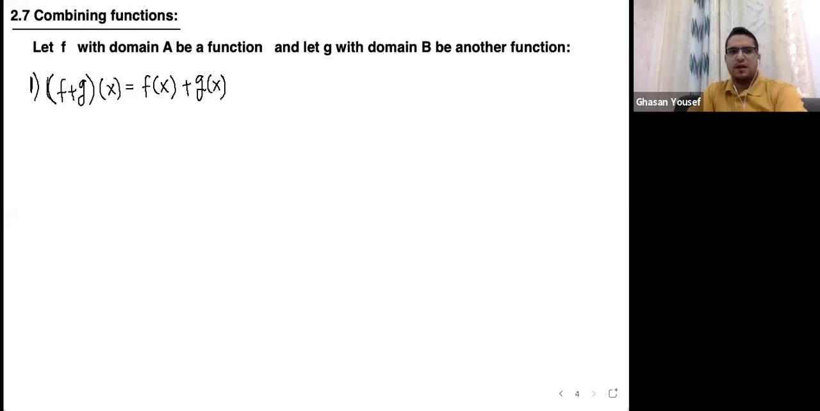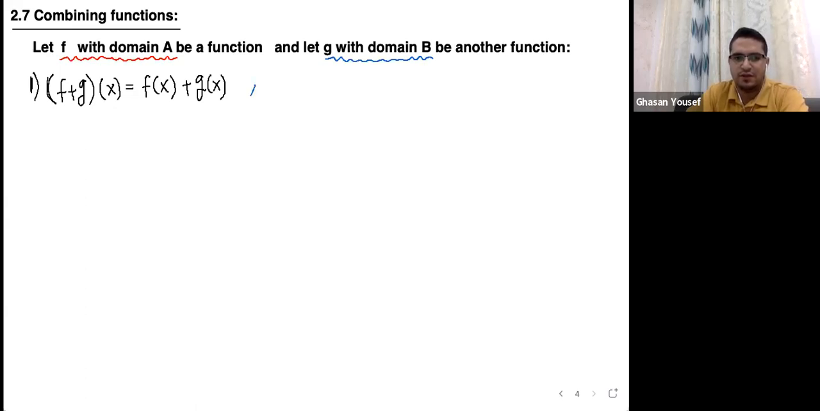So again, suppose I have two functions. The first function is the f function, such that the domain of this function is A. And the second function is g with domain B. Adding these two functions is called the sum of these two functions, (f plus g)(x). We can define it as f of x plus g of x. But the important thing here is that we have to know the domain of the sum.